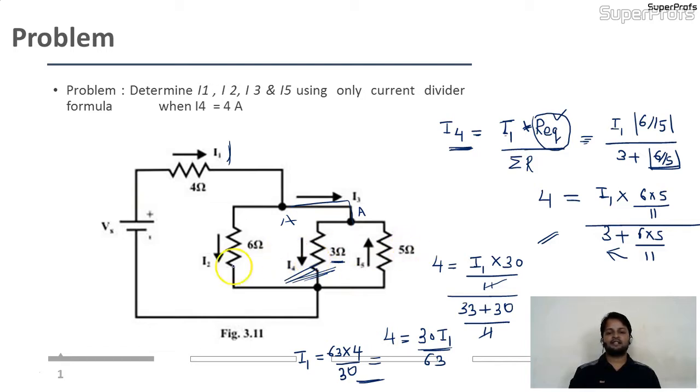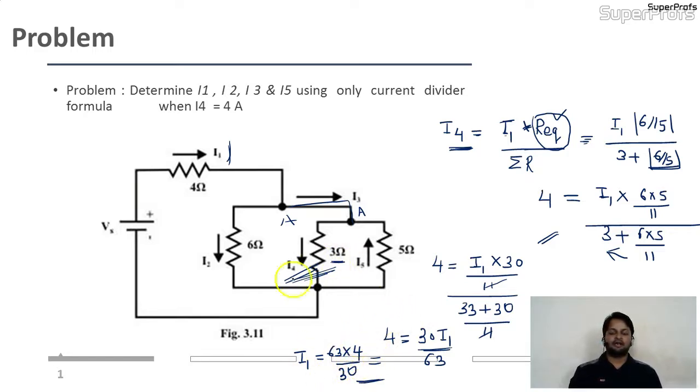They are connected in parallel combination. So I resolve this 6 and 5, connected in parallel. So the combination is 6 into 5 divided by 11. So I put the values in the formula, and finally I get I1 is nothing but 63 into 4 divided by 30. We can further simplify this and it will be up to you.